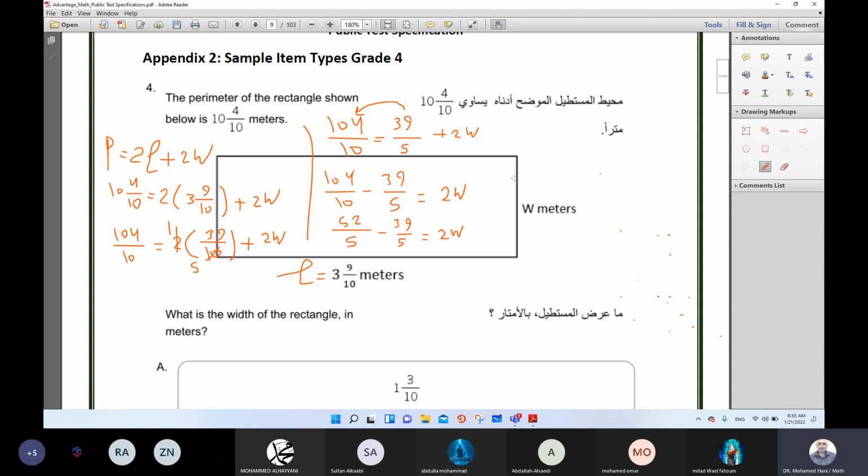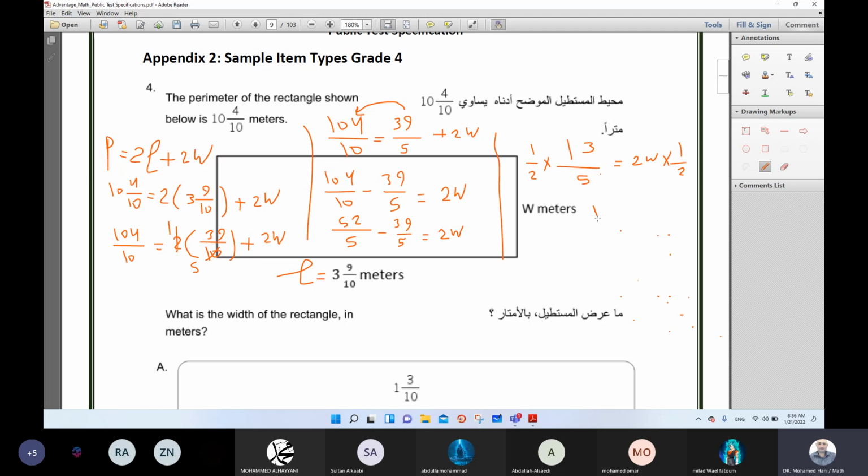Then do this subtraction. 52 minus 39 will be 13 over 5. Then here we have equal 2W. We want to remove the 2 from here. We can divide the two sides by 2, or we can multiply the two sides by 1 over 2. We can multiply here by 1 over 2, and we can multiply here by 1 over 2.